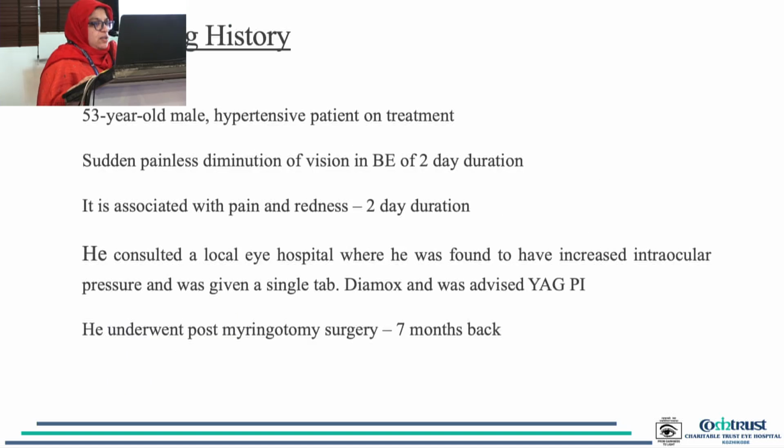This is a 53-year-old hypertensive male who came with sudden painless diminution of vision, associated with pain and redness, of 2 days' duration. He consulted a local eye hospital where he was found to have increased intraocular pressure, was given a single tablet of Diamox, and was advised YAG PI. He underwent post-myringotomy surgery 7 months back.